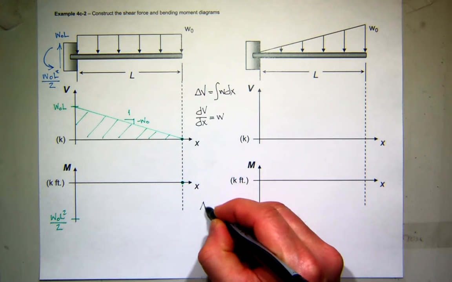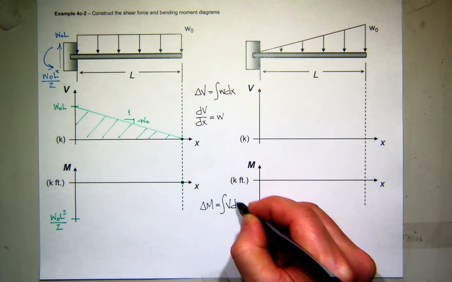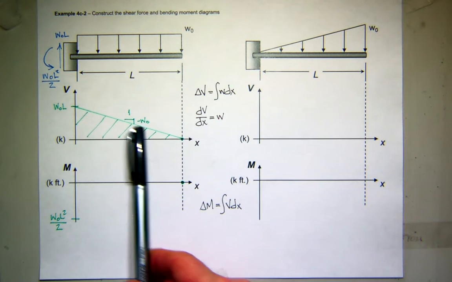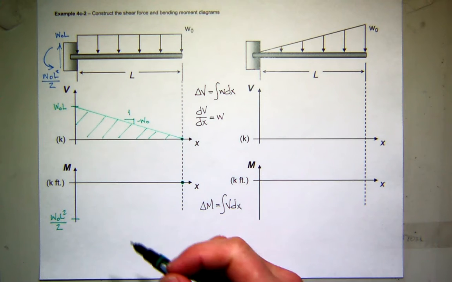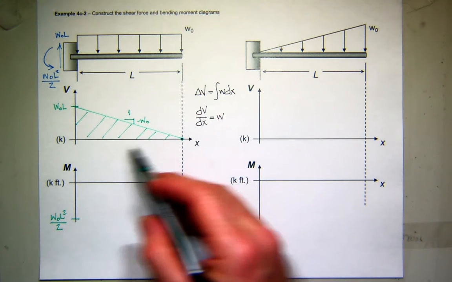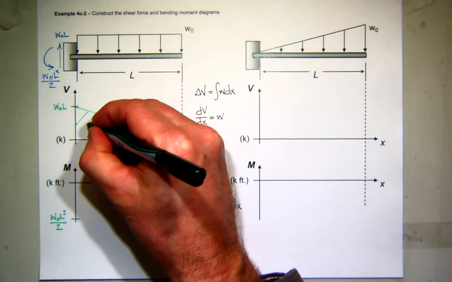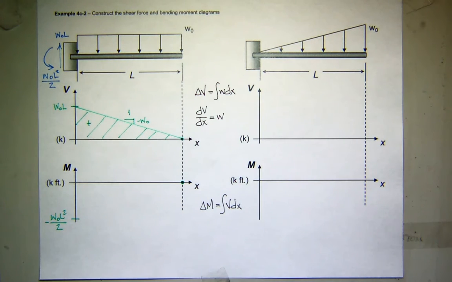Well, I know that the change in moment between any 2 points is the area under the shear diagram. So my shear diagram's really continuous over the whole segment. So what's the area of that diagram? Well, it's a rectangle. I mean, it's a triangle, right? So 1/2 base L times height W naught L. That's W naught L squared over 2. And that's a positive area. So if you have negative W naught L squared over 2 plus W naught L squared over 2, you get 0.